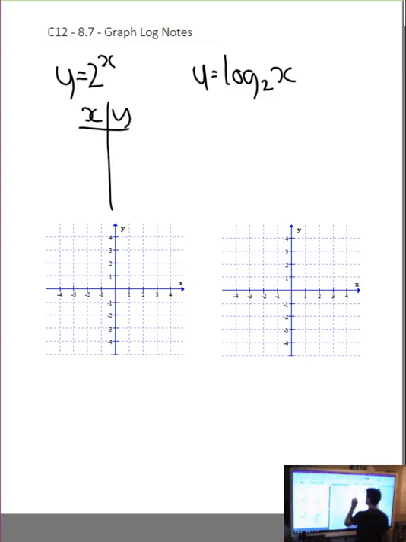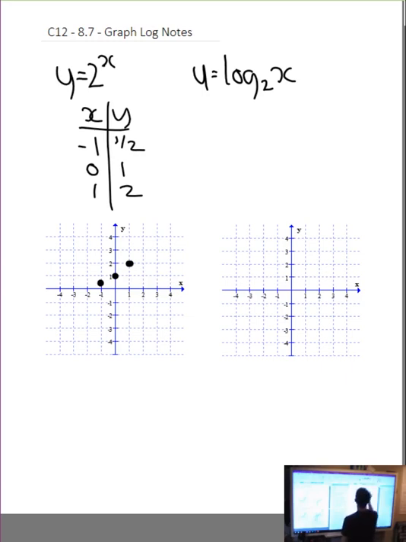Seen in the last chapter, I'm going to go rather quickly. So I choose some x values. 2 to the negative 1 is 1/2. 2 to the 0 is 1. 2 to the 1 is 2. Please review your grade 9 exponent laws and last chapter. So now I can put these points on the graph: negative 1, 1/2; 0, 1; and 1, 2.